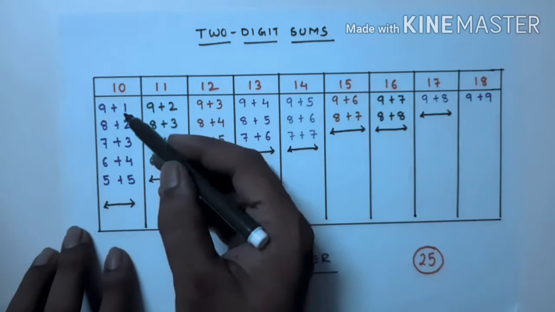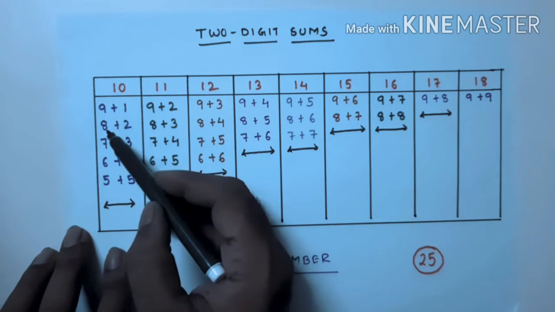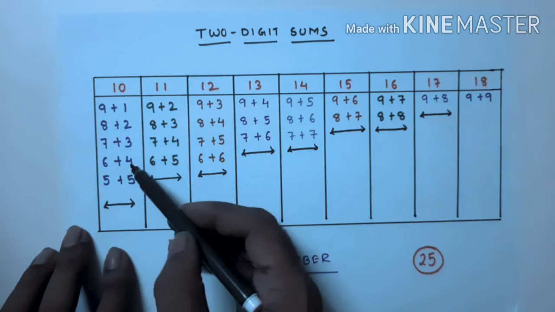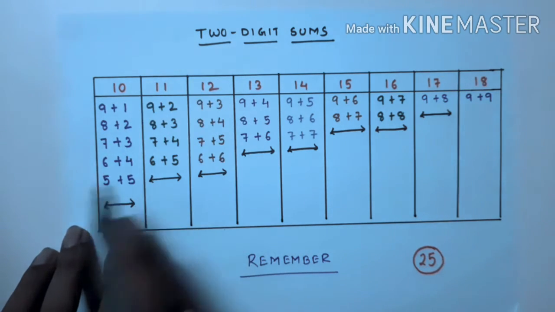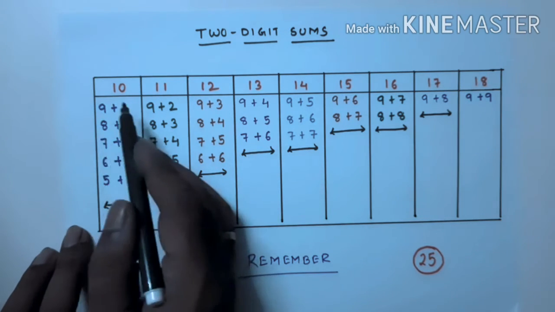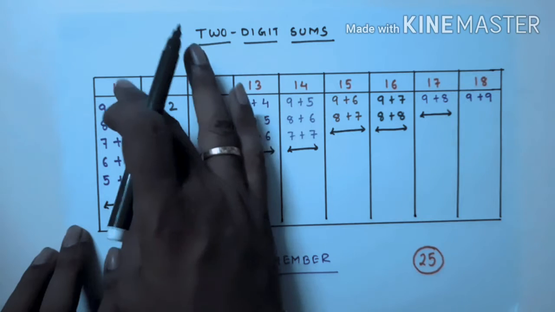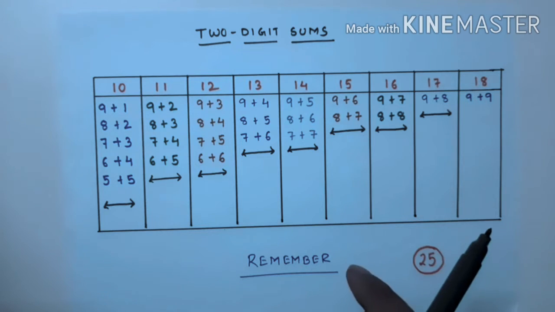So you can see here how we get 10. We get 10 only when we add 9 and 1 or 8, 2, 7, 3, 6, 4, 5 and 5. So these are the 5 combinations we have. Or else we can do in the reverse also, like 4 and 6, 3 and 7, 2 and 8, 1 and 9. So you have to remember this much to get 10. So how we get 10? 9, 1, 8, 2, 7, 3, 6, 4 or 5, 5.